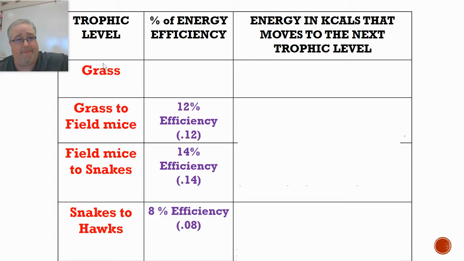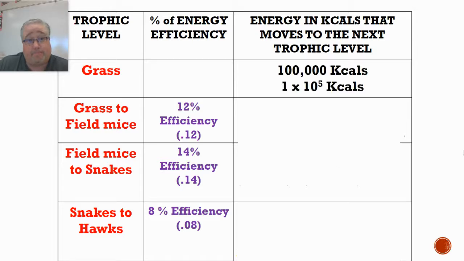Again, over here on the left, this is our food chain. We'll start with grass. This is our producer. Grass to field mice to snakes, snakes to hawks. Right. So we're just going up the food chain as we go through this. So let's start off with grass. At that level, let's just say that this is the amount of energy.